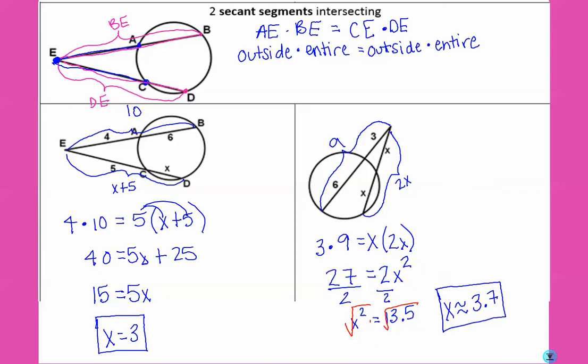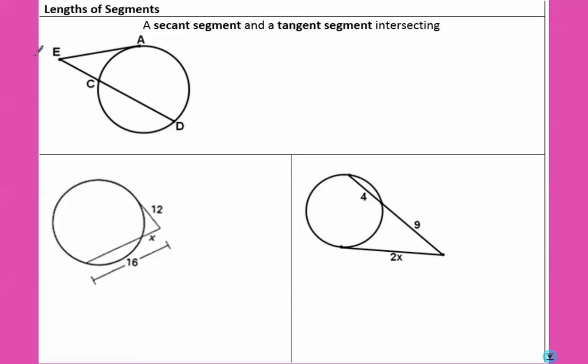And our last segments are going to deal with one secant and one tangent. So A to E is both our outside piece and it's the entire thing. So we're going to use it twice. AE times AE. And then for our secant, it's still going to be the points on the circle to the intersection point. So C to E times D to E.